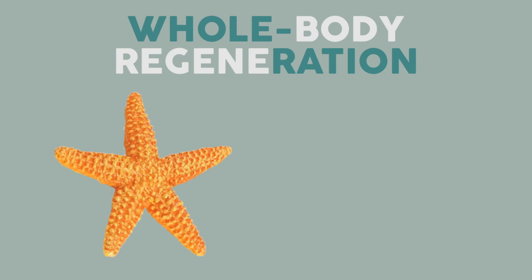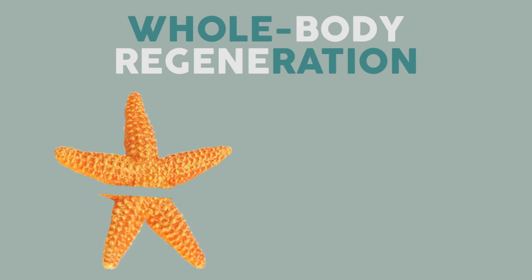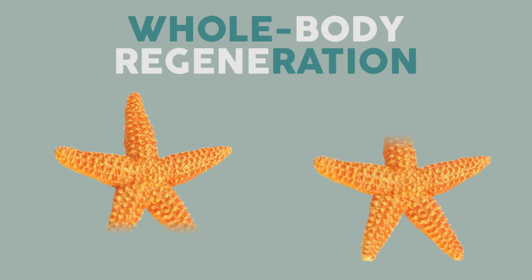Some invertebrates can regenerate whole bodies from small tissue fragments. This is called whole body regeneration. Whole body regeneration is usually associated with a type of asexual reproduction in which the body can spontaneously fragment into two parts, and each develops to reconstitute a new individual.